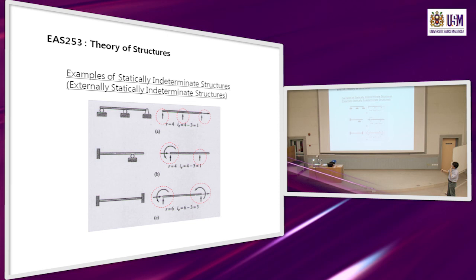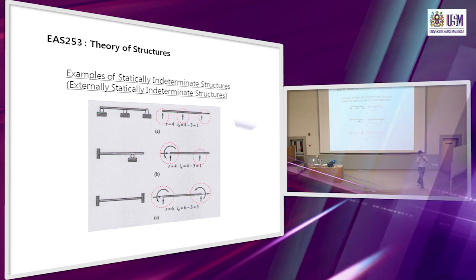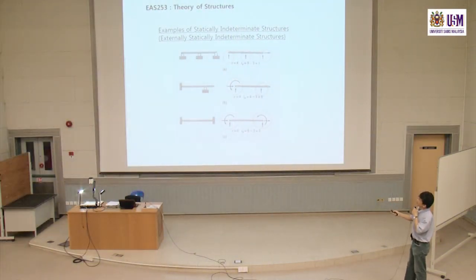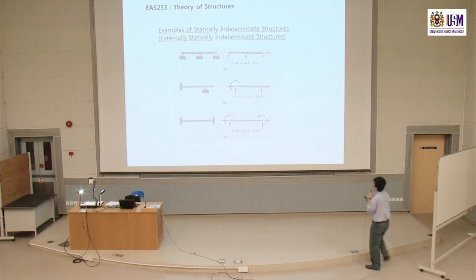The same thing here, we have four reaction forces. Equilibrium equations, only three. There is one that we cannot solve. And this is the same thing here. Six reaction forces, three equilibrium equations, so three we cannot solve. And all these forces that we cannot solve are reaction forces. So when the forces that we cannot solve are reaction forces, we call them externally statically indeterminate.